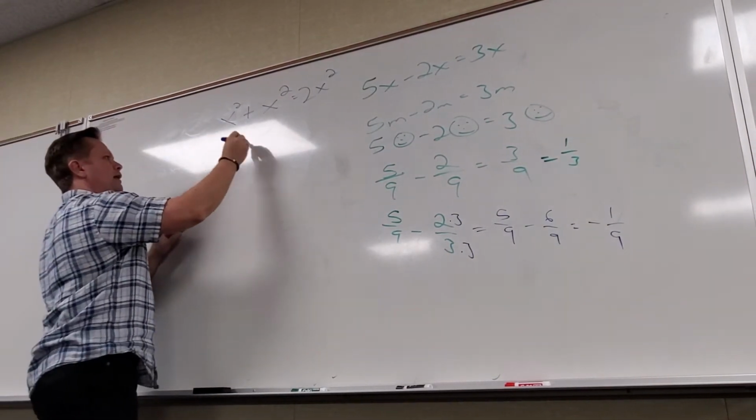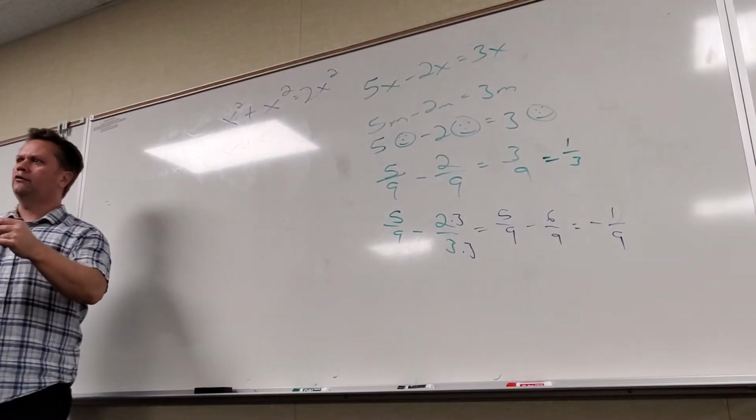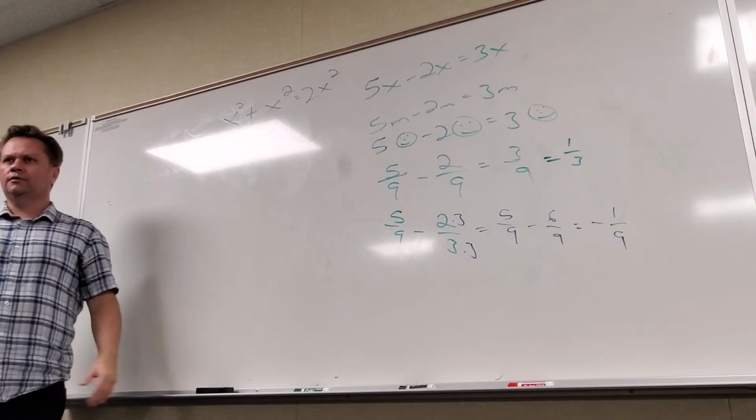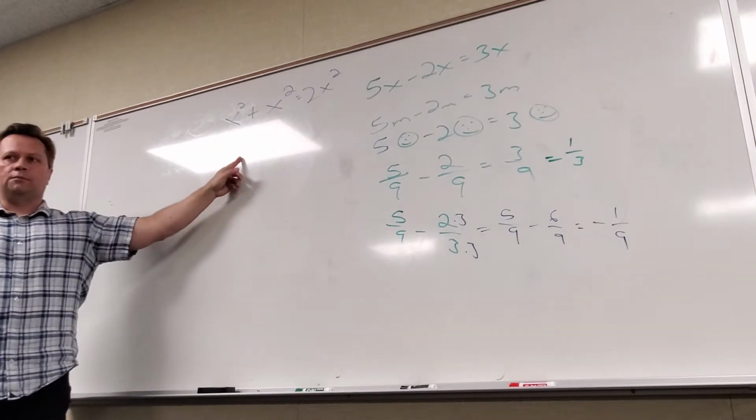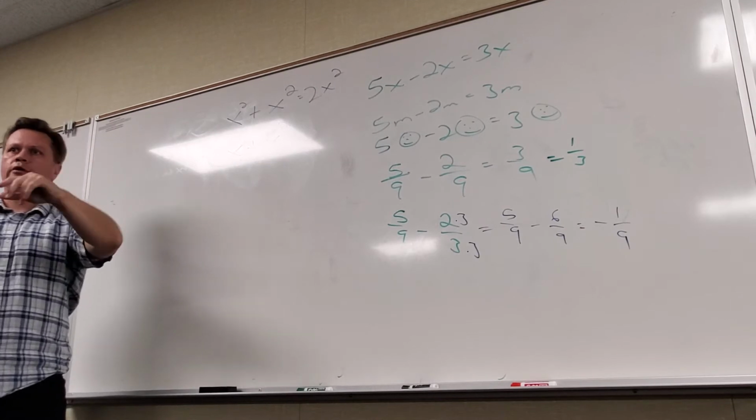So I cannot do this, right? How can I accumulate stuff if I have 2 different kinds of things? So I would not be able to simplify this. They're not like terms. Is everybody with me? Where's he going with this?